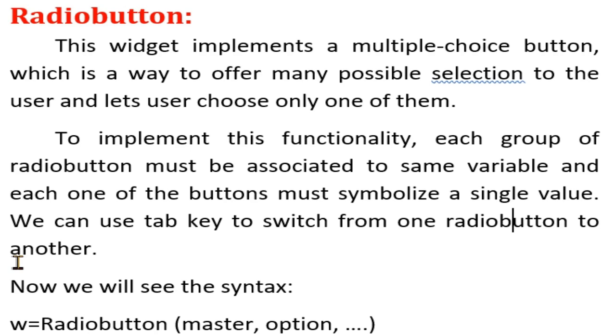And then each one of the buttons must symbolize a single value, and we can use the tab key to change. If you press another button, it will change the selection. And here you can see that for all technical fields, the first letter should be capital, then we can use that radio button. And then as you know, master and option.